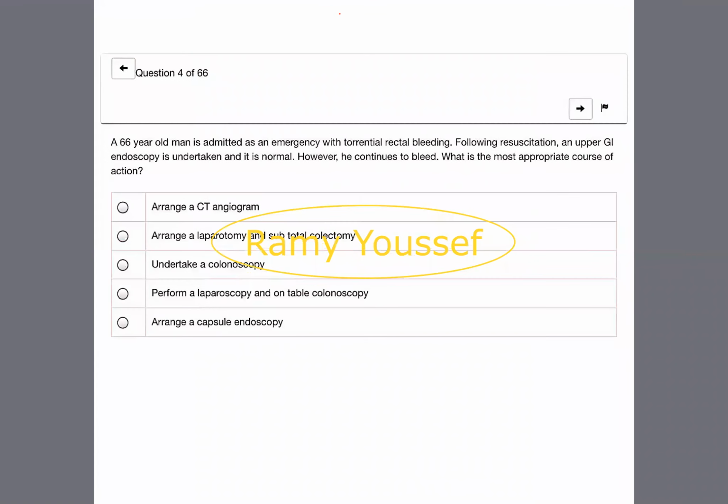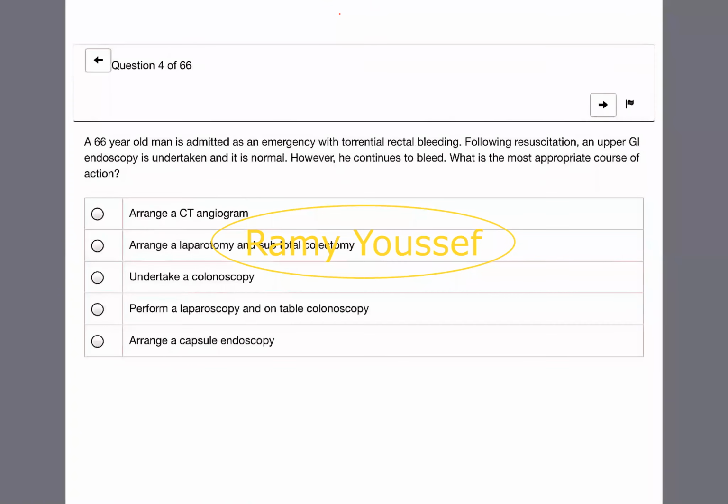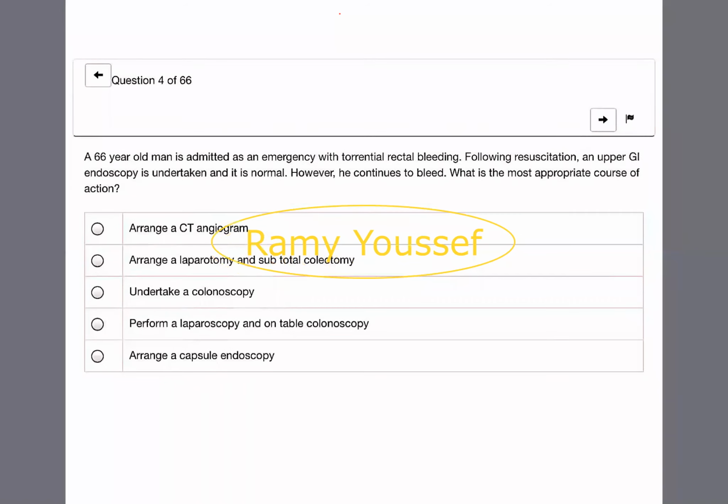Next question, Dr. Nuran. A 66-year-old man is admitted as an emergency with torrential rectal bleeding. Following resuscitation, an upper GI endoscopy is undertaken and it is normal. However, he continues to bleed. What is the most appropriate course of action? A. Arrange a CT angiogram. B. Arrange a laparotomy and subtotal colectomy. C. Undertake a colonoscopy. D. Perform a laparoscopy and on-table colonoscopy. E. Arrange a capsule endoscopy.